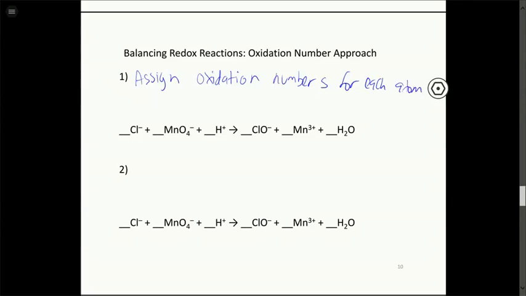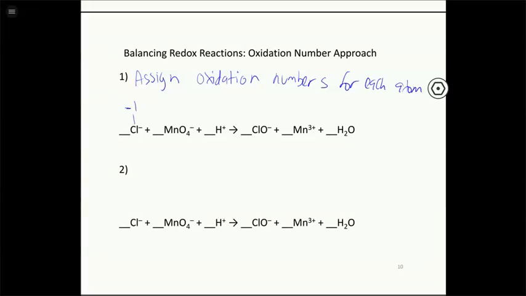Okay, so if we start with this set of reactants and products here, as I said, for redox reactions, we're not going to expect you to predict the products of the reaction, but we might give you the reactants and products and you have to add the coefficients. The first thing you'll want to do in a redox reaction is assign the oxidation numbers. So Cl- by itself has a -1 oxidation number, it's just equal to its charge.